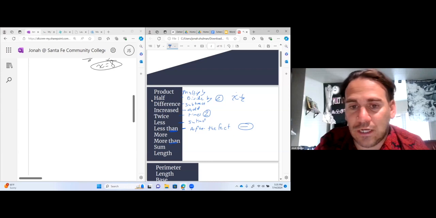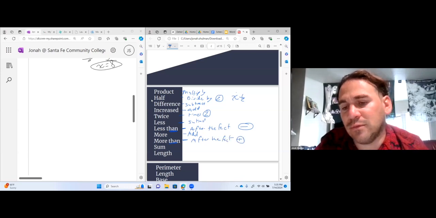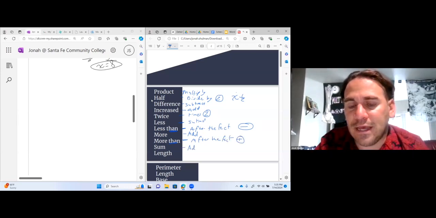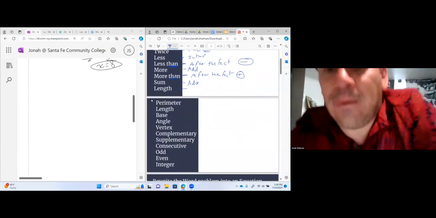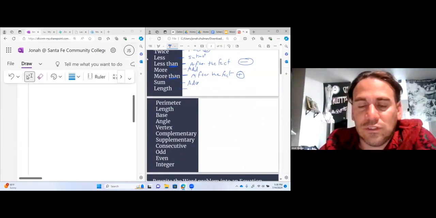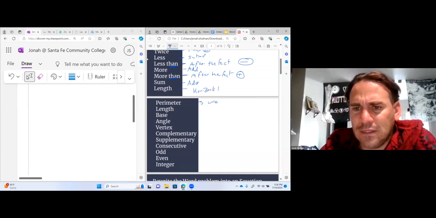After the fact, subtraction. More is adding. If it's more than, it's after the fact adding. You'll see what I mean. Sum again is add. Length is we're putting together. The length is usually the horizontal component. There's some more here. Perimeter, we add up all the sides.